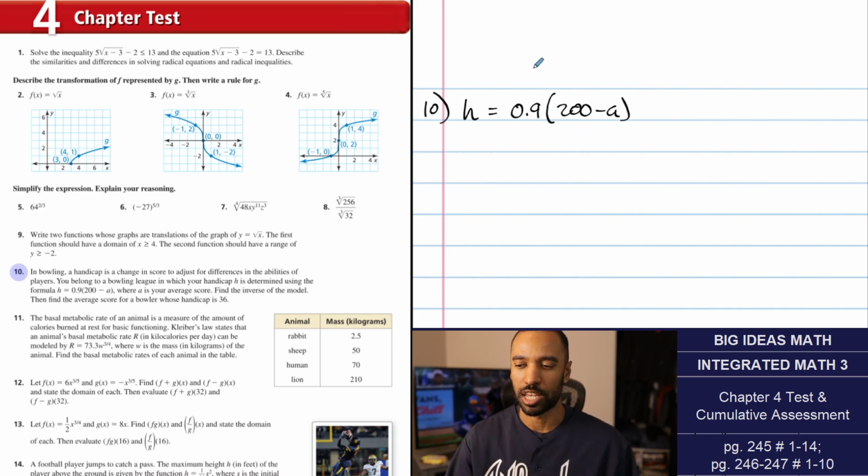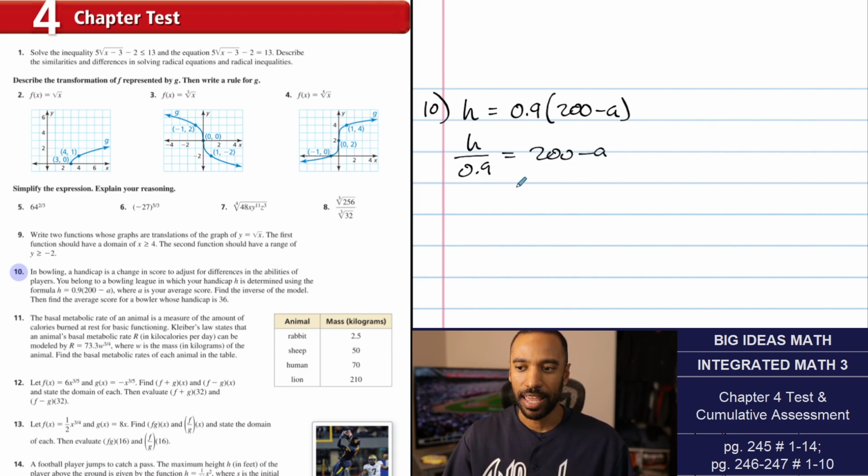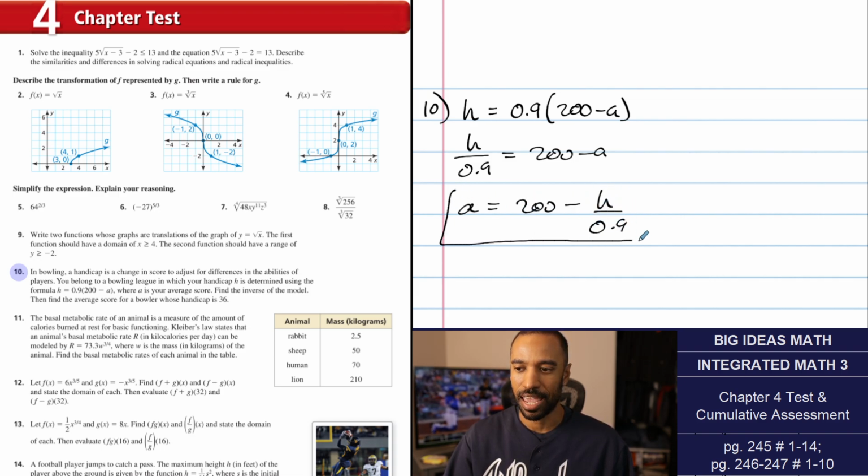I'm going to divide both sides by 0.9. So H over 0.9. I kind of don't want to use the decimal there, but it's whatever. Equals 200 minus A. I can add A to both sides and subtract H over 0.9 from both sides, and you will get A equals 200 minus H over 0.9. Now, that's an answer for the inverse.